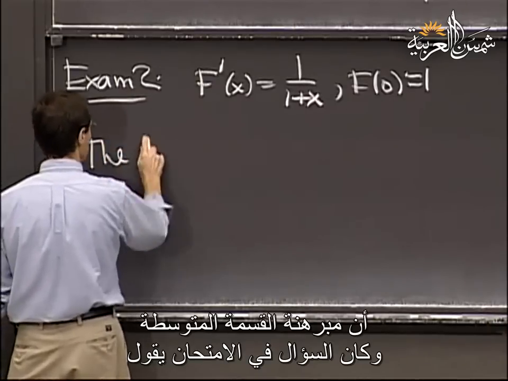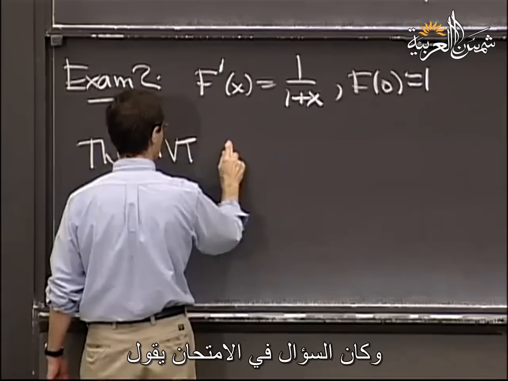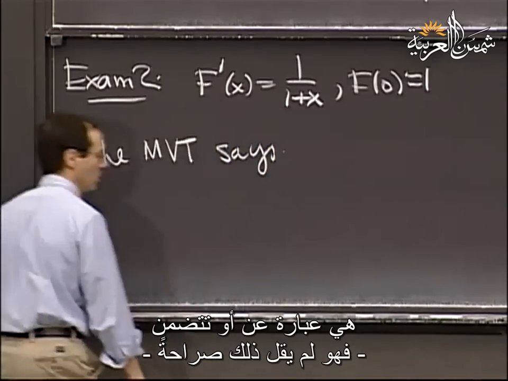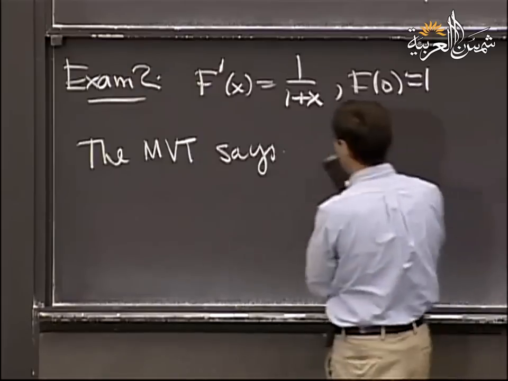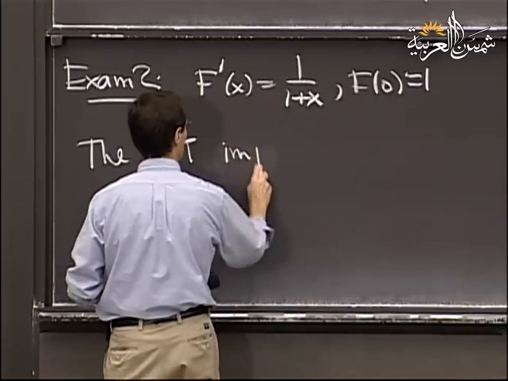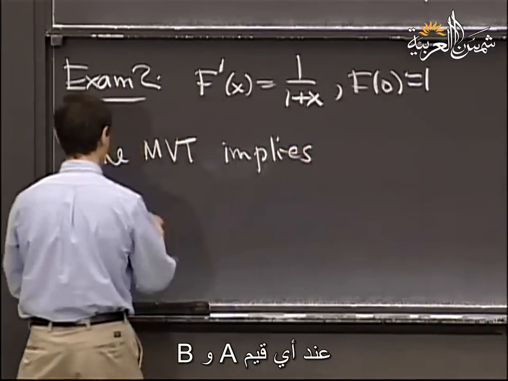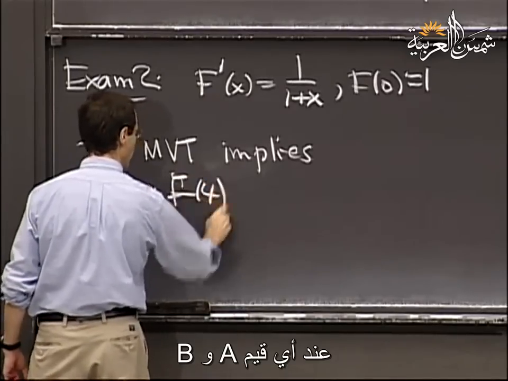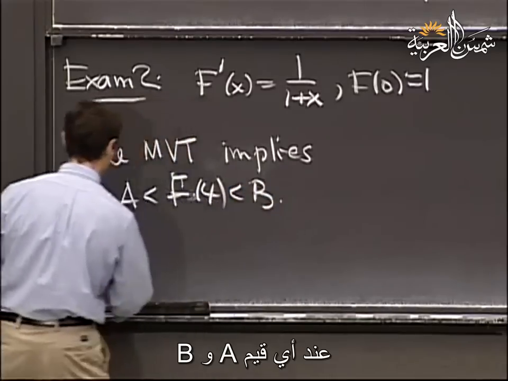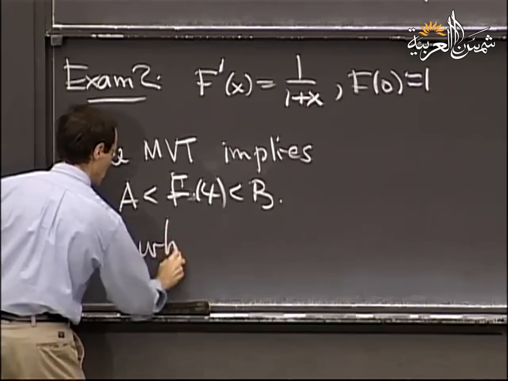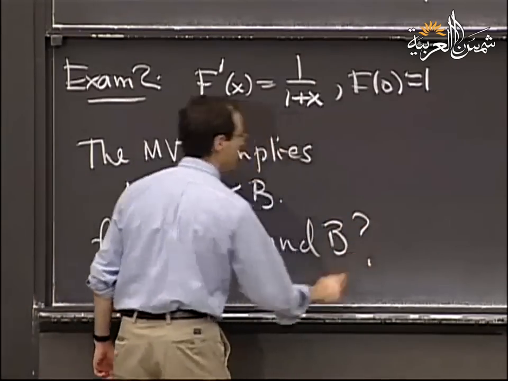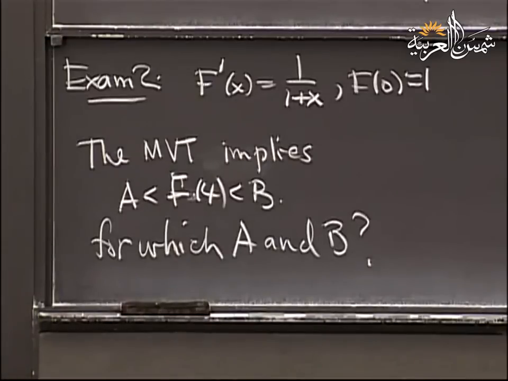the mean value theorem says, or implies, if you like, it doesn't say it, but it implies, A is less than capital F of 4 is less than B, for which A and B. So let's take a look at what it says.